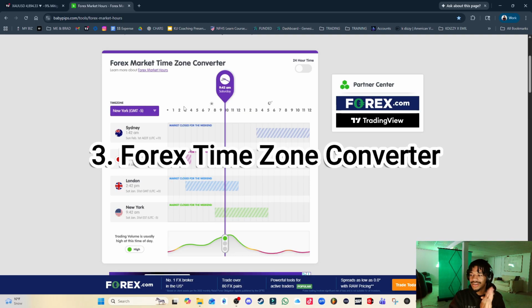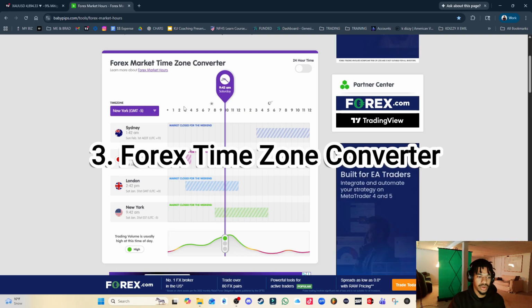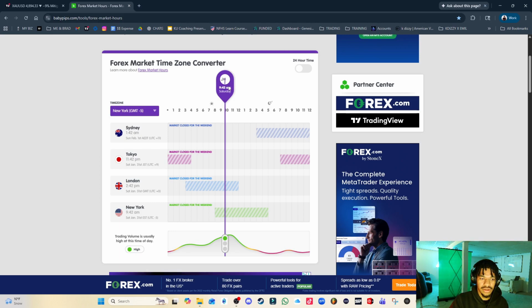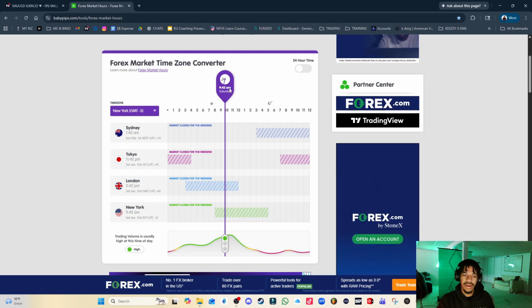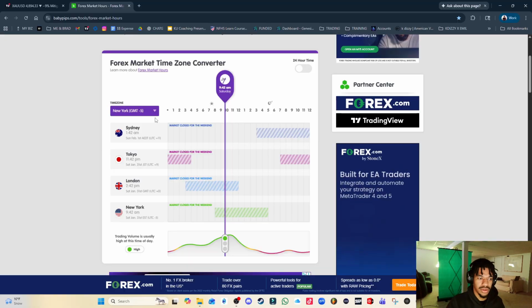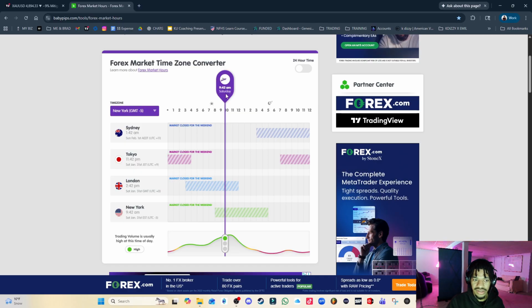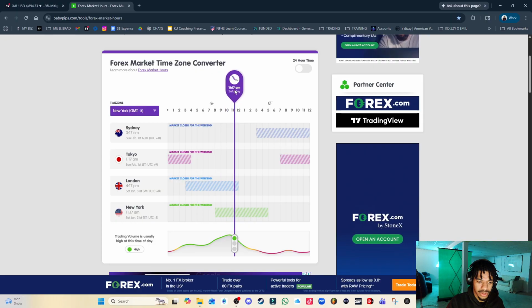So this is another website that I like to share with people. As you can see in the Forex market, there are 4 different sessions: the Sydney session, the Tokyo session, London session, and New York session. And as you can see, it's closed because it's the weekend. It's Saturday right now. And you can see the time zone, you can switch. I'm in New York right now, so it's my time zone, and it's 9:42 on a Saturday.